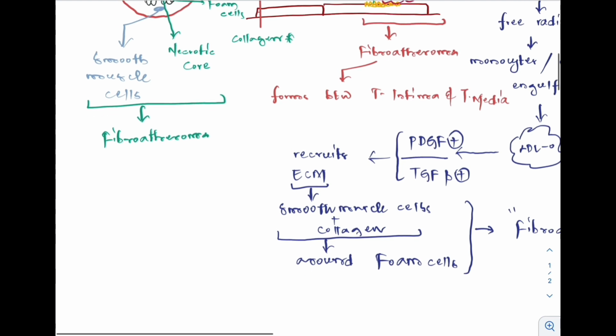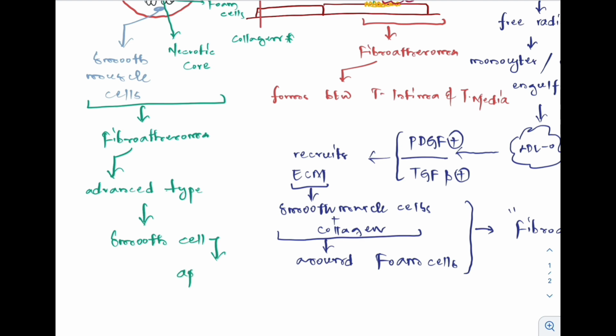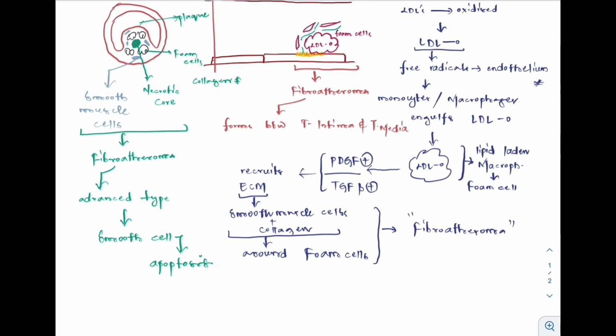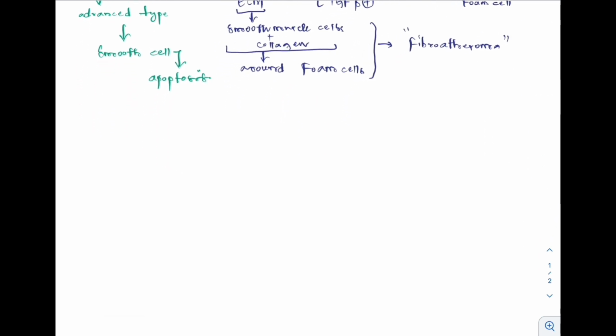One more important question frequently asked in examinations is: what happens in advanced Fibro Atheroma? There is one change in the advanced Fibro Atheroma: the smooth muscle cells present within the Fibro Atheroma will undergo apoptosis.